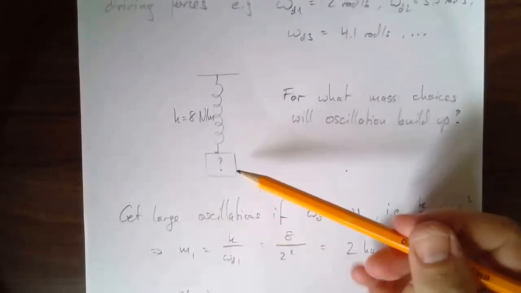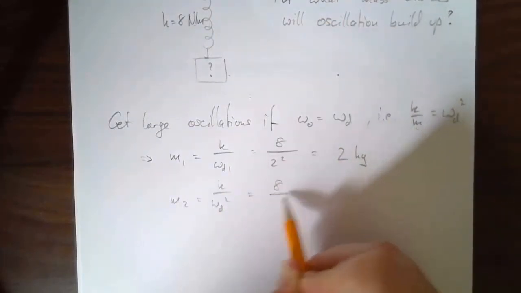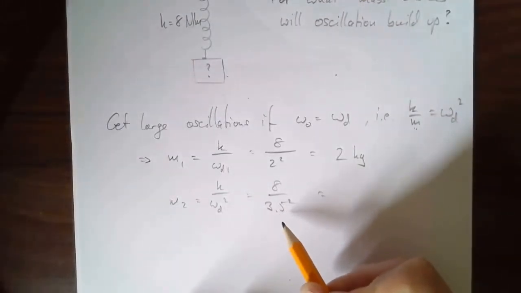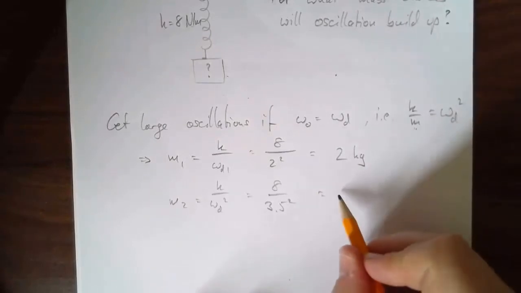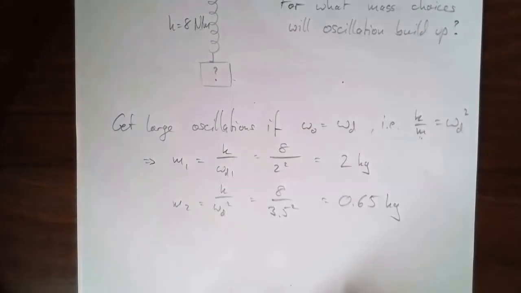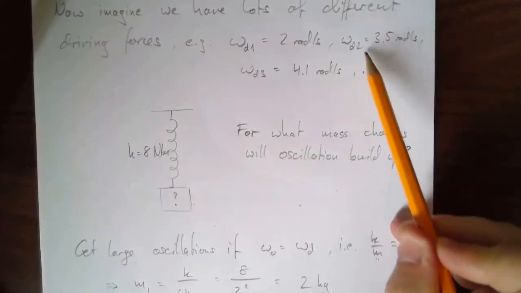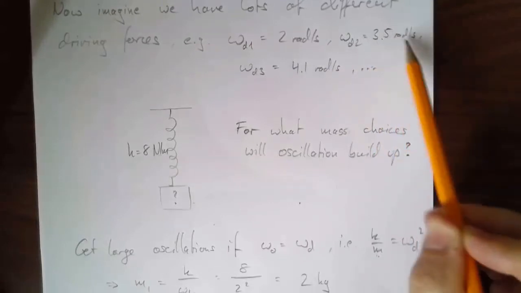What if I want to pick up the second driving frequency? What mass can I choose? Well, let's work it out. m2 is 8 over omega d2 squared, that's 8 over 3.5 squared. Okay, it's a bit harder. 3.5 squared is 12.25. 8 over 12.25 is going to be something around 0.65 kilograms. So if I have a mass of 0.65 kilograms, it's going to start oscillating at that frequency because there's a driving frequency at that chosen frequency.